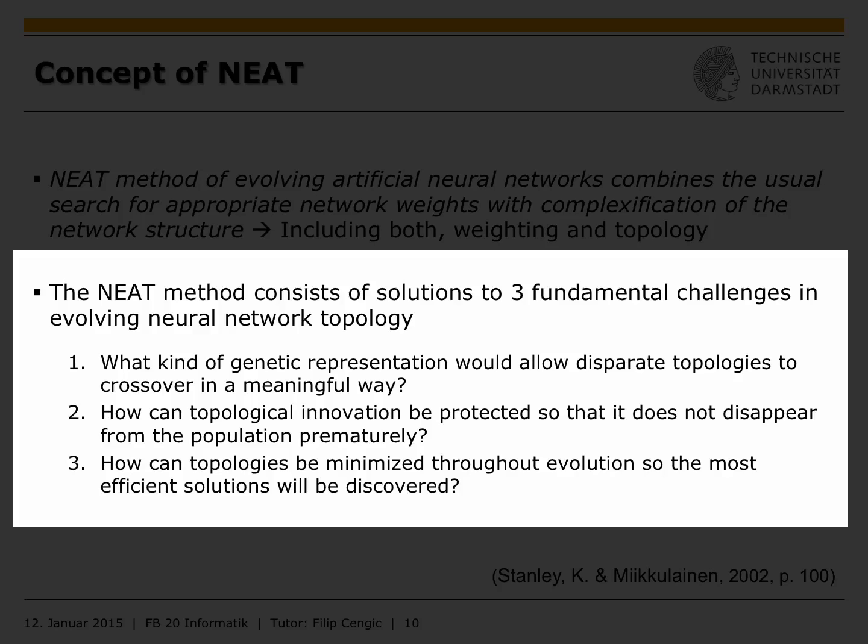For all these three challenges, solutions have already been proposed. For the first challenge, the solution is to use historical markings to line up genes with the same origin. The solution for the second challenge would be to separate each innovation into different species. And solution number 3 would be to start from a minimal structure and add nodes and connections incrementally.